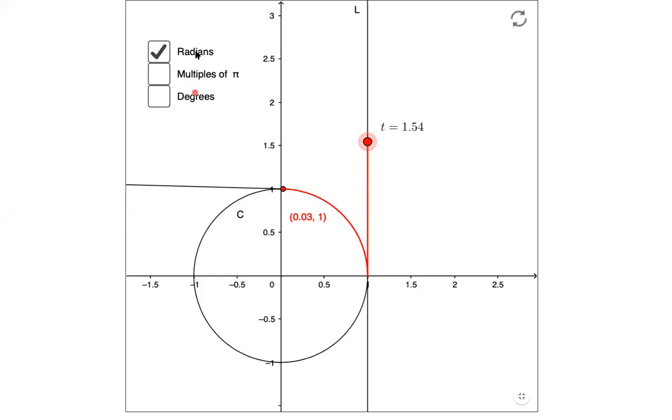In degrees muna tayo. So, 1.54 equals 88 degrees. Pag nakatapat siya dito, dapat 90 siya, di ba? Tingnan nga natin. Ayan, 90. So, the angle formed is 90 degrees. Sir, bakit 90 degrees? It shows 90 degrees.